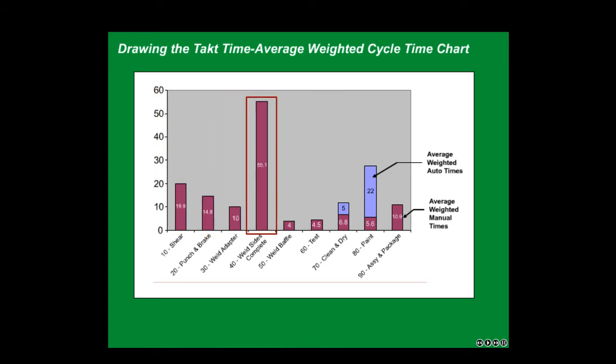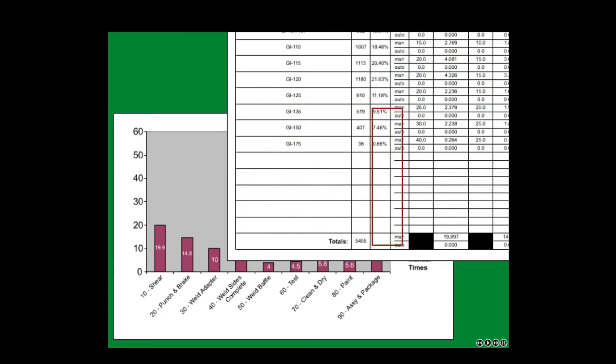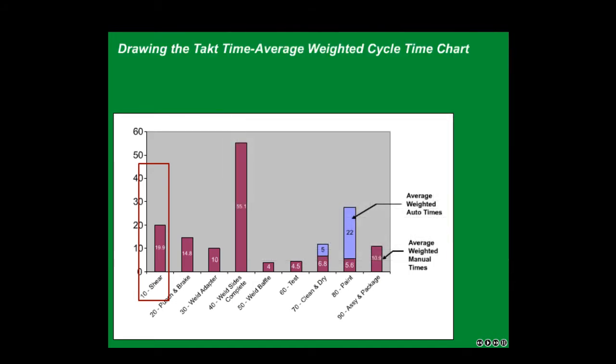In our case, we calculated the weld sides complete work element to take 55.1 minutes. Starting with the first work element, add a bar for each element until you have plotted the entire process. The bar for each work element should be drawn so that both automated and manual average weighted times are stacked, as seen here in clean and dry and paint.